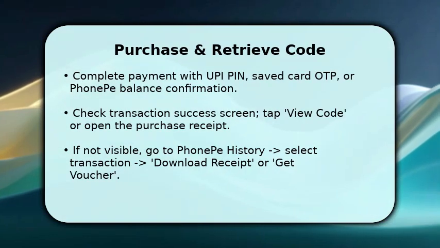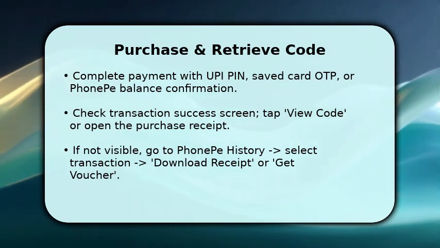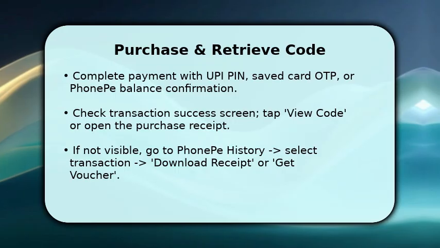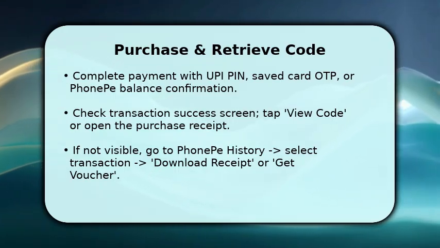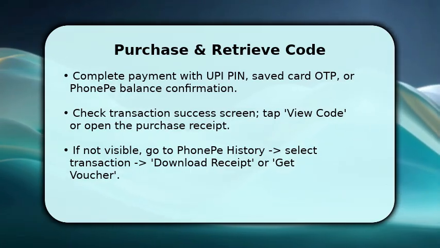Once payment goes through, PhonePe displays the voucher or code on the success screen. Tap View Code to copy it. If you miss it, open PhonePe History, locate the transaction and select the voucher option. Receipts often include the 16-character code.